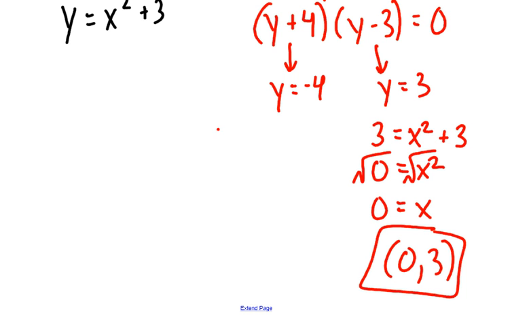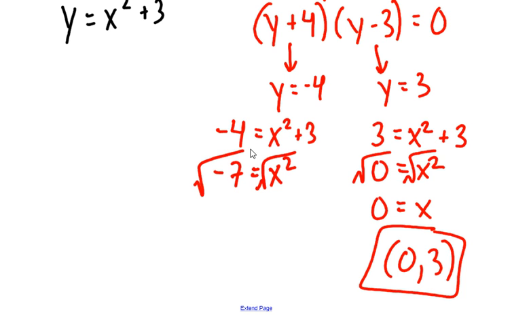If I try the other one, put negative 4 in for y: negative 4 equals x squared plus 3. Subtract the 3, I get negative 7. And if I take a square root here, I'm going to get imaginary answers. So this is non-real. So there's only one solution, the 0, 3, because I can't take square roots of negatives without involving imaginary numbers, which will not show up on my xy graph. So 0, 3 is my only answer.